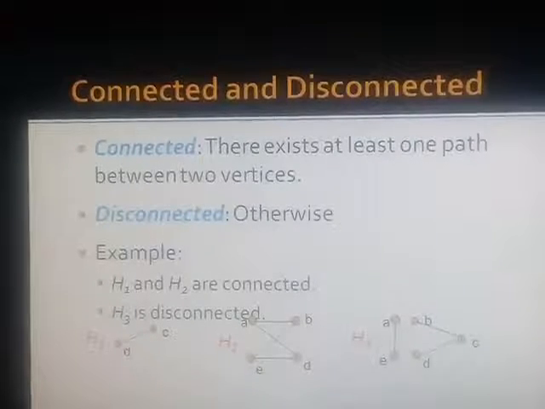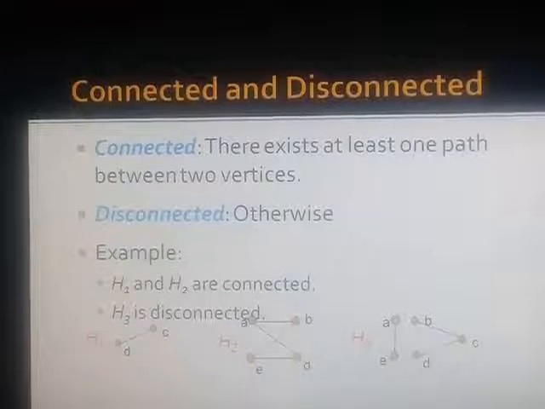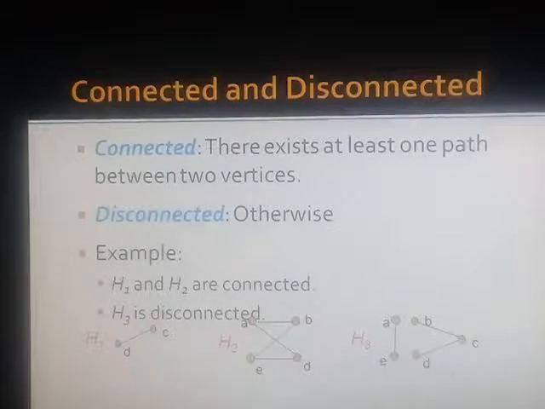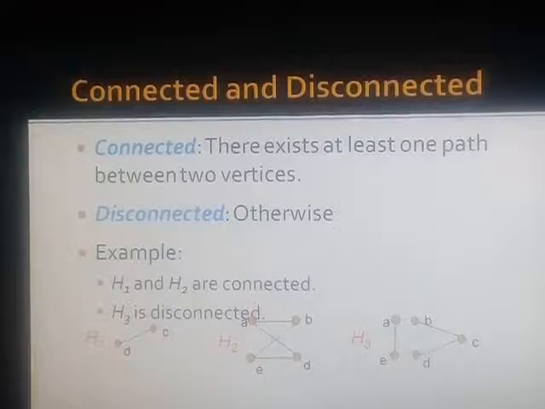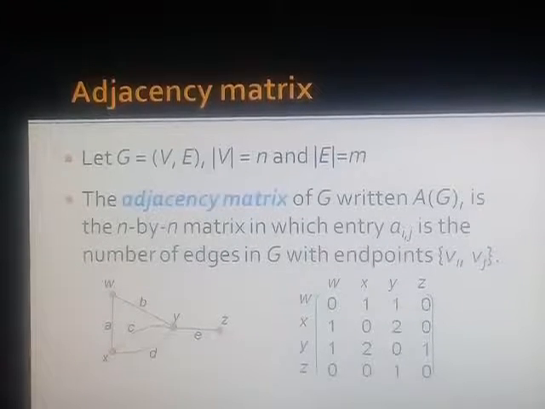Next one is a connected graph. If there exists at least one path between any two vertices, that is called a connected graph. We have considered an example: H1 and H2 graphs are connected because there is a line between any two vertices, and H3 is not connected because there is no line between A to B and E to D.